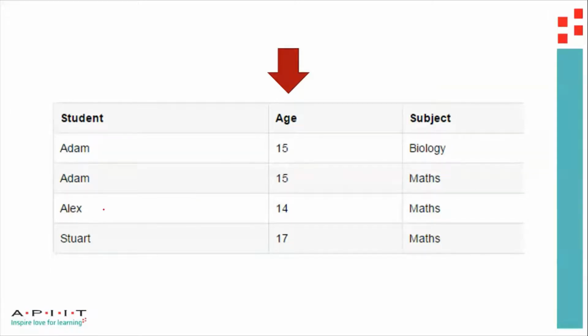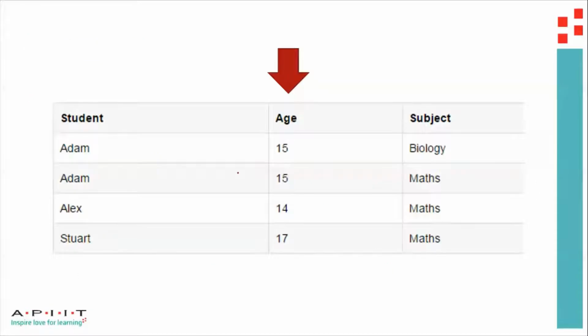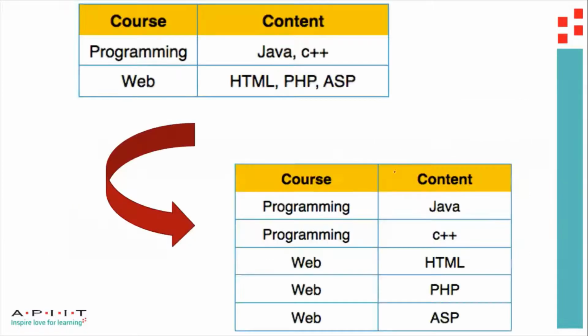See the other rows we had, Alex and Stuart. Now we have added two rows for Adam because he is following two different subjects. That's the idea. I have another example. Look at this: we have course and content. Course is programming, content is Java and C++. And course web has HTML, PHP and ASP.